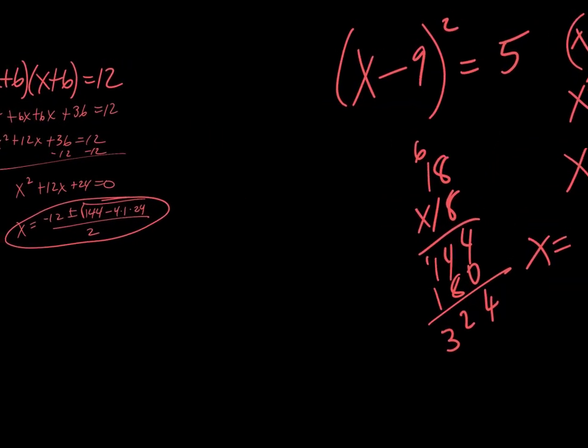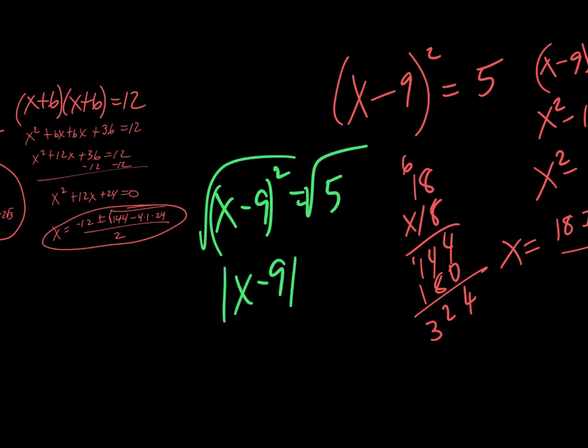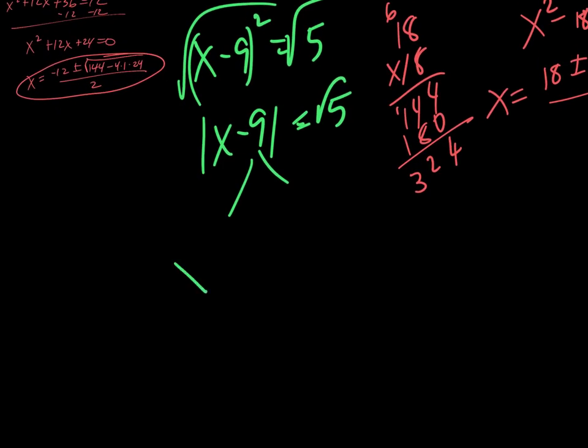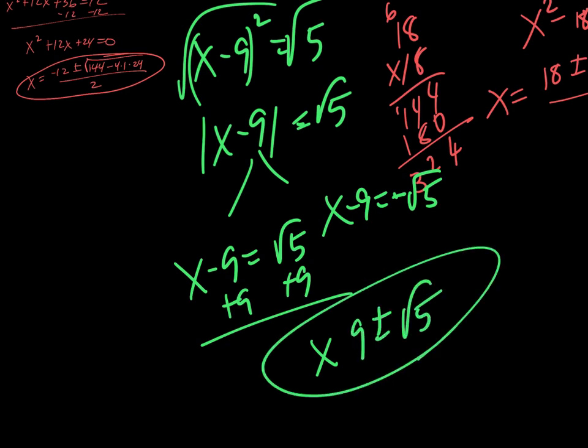9 plus or minus what? Square root of 5. So I'll show that real quick off to the side here. X minus 9 squared equals 5. I'm going to square root. Absolute value of x minus 9 equals the square root of 5. Then I'm going to split it into 2. X minus 9 equals the square root of 5. X minus 9 equals negative square root of 5. And then I'm going to add 9. And I can just jump right to the answer here. I can say it's 9 plus or minus root 5. Yay. Okay. Whew.